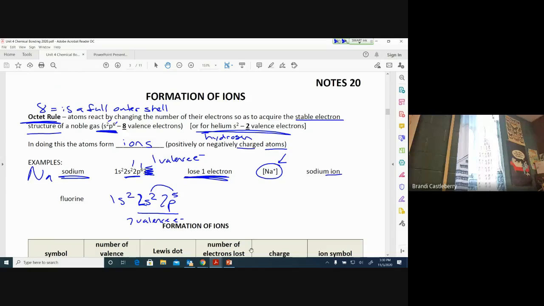Would it be easier for it to steal 1 or have to give away all 7? Yes, because sodium only had 1 to lose. Fluorine has 7 to lose and only 1 to gain. You're trying to get to 8. Losing 7 is harder than gaining 1. It's going to gain 1.